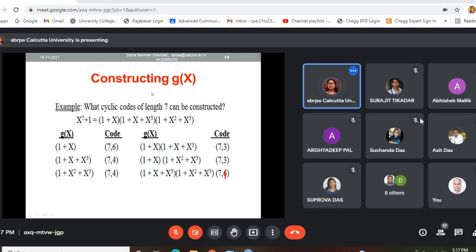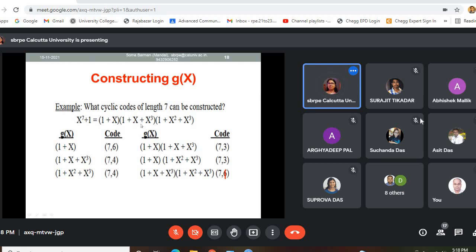Now see here how you can generate the cyclic code, a cyclic code of length 7. What should the generator polynomial be? We are considering x to the power 7 plus 1. Already I have mentioned 1 plus x plus x cube, 1 plus x square plus x cube. These are the factors. We have taken only these factors.